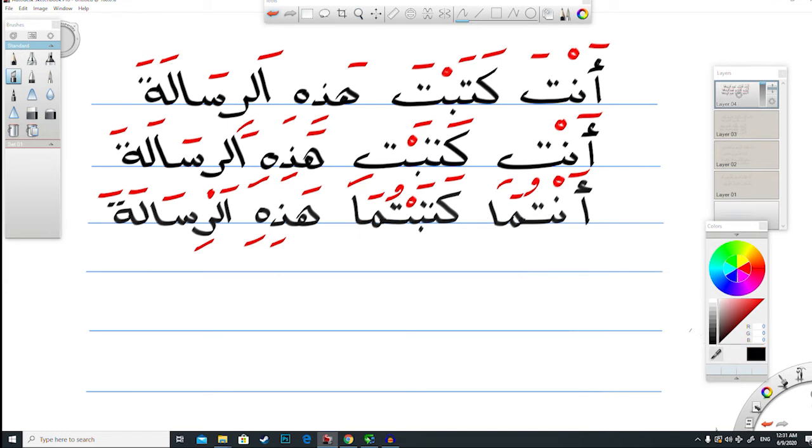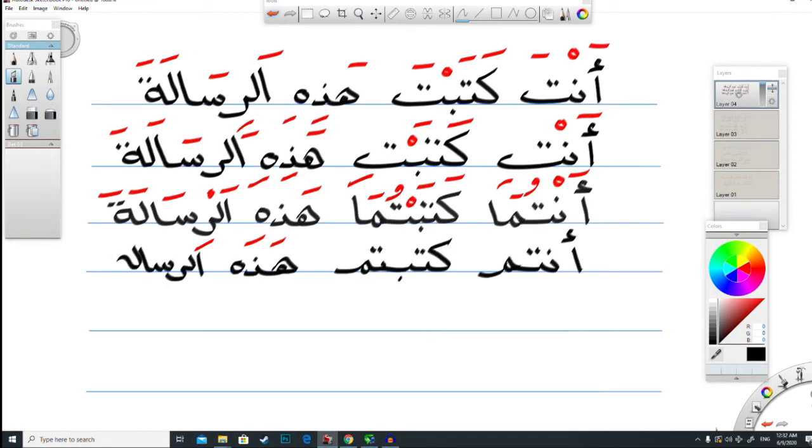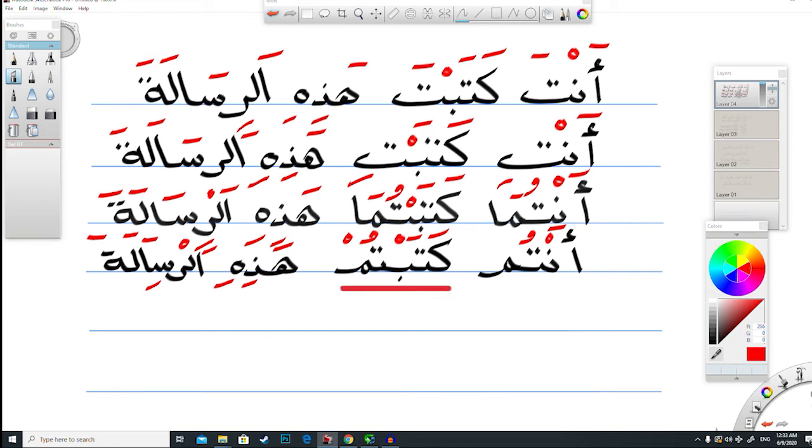Okay, let's move to the plural masculine. أنتم كتبتم هذه الرسالة. أنتم means "you" for plural masculine. كتبتم, wrote. You wrote this message. And this is the past form for the second person for the plural masculine.